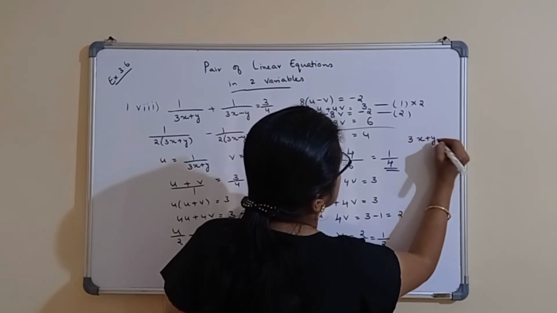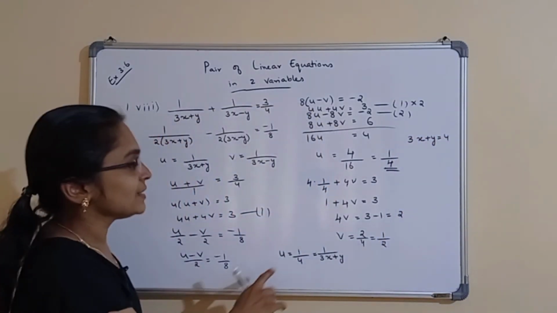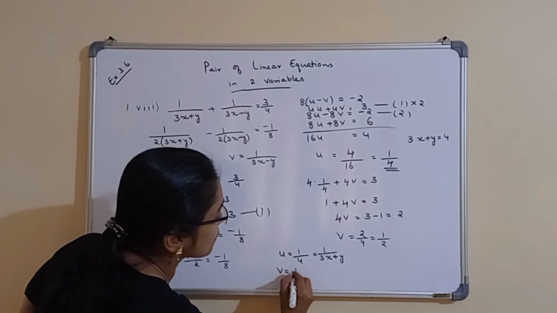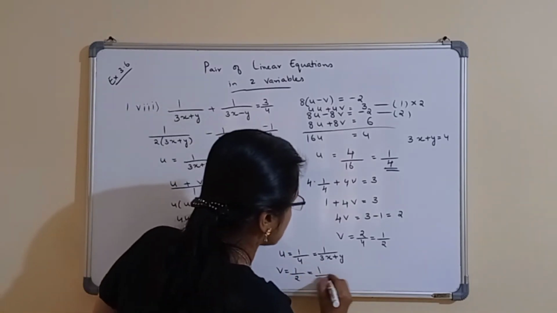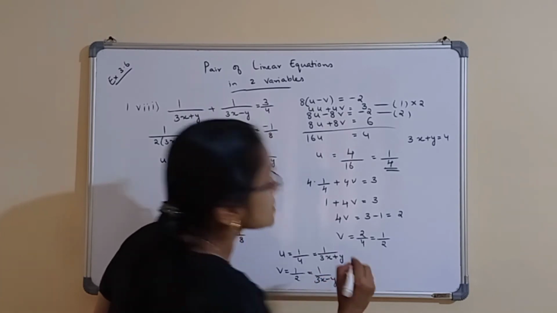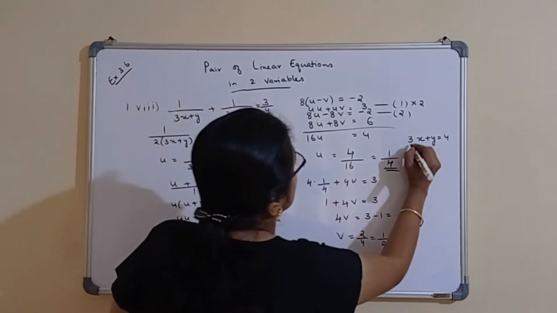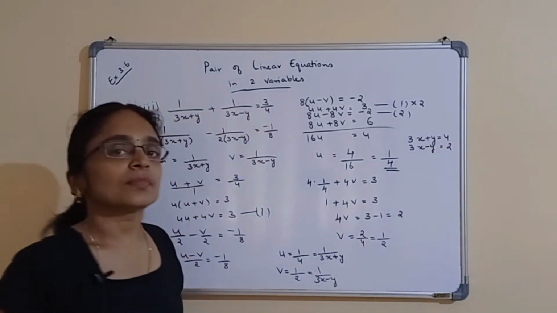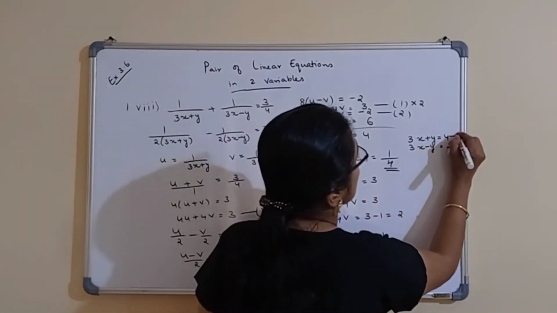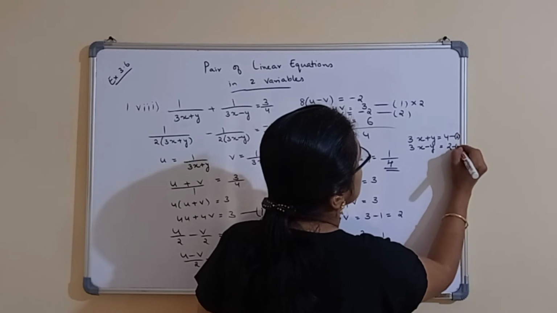3x plus y is equal to 4. And we have 1/2 V equal to 1/3 (3x minus y). So, what is 3x minus y? 3x minus y is equal to 2. Now, let this be equation 3 and this be equation 4.